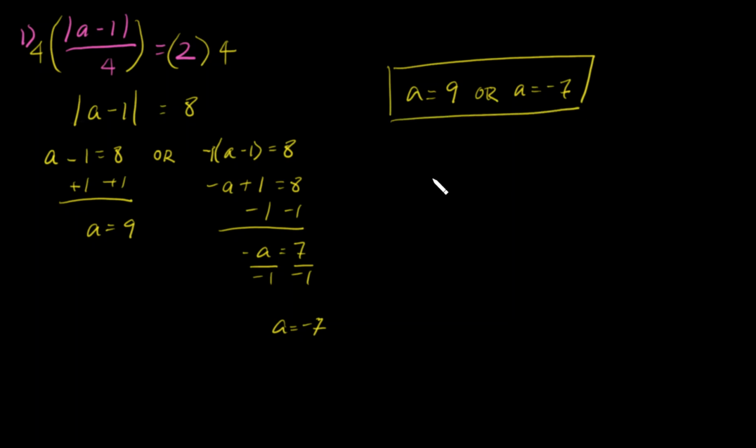I can always check my work. Let's put that 9 back into the absolute value. 9 minus 1 is 8. Absolute value of 8 is 8. 8 divided by 4 is 2. Hey, it works. Let's put the negative 7 back in.